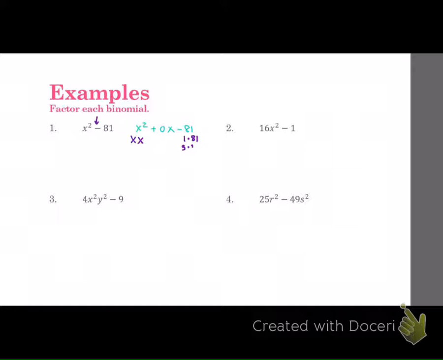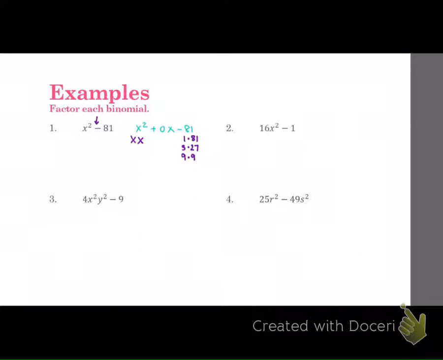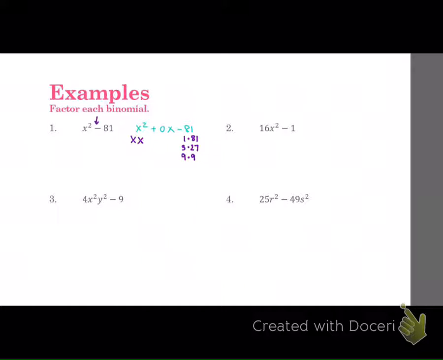3 and 27. 6 doesn't go into that, right? No. Okay, so those are your options. We're trying to get 0 in the middle. Which one of these terms looks like it will give you 0 in the middle?